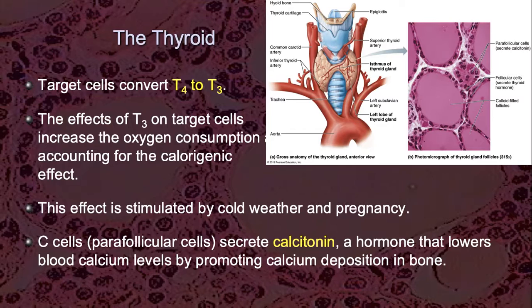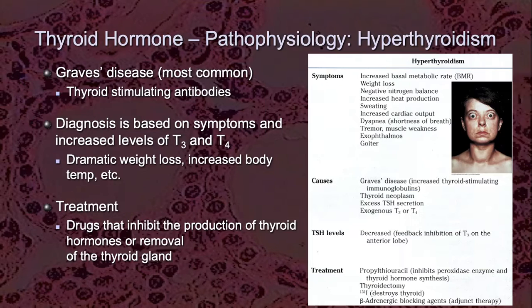Our C cells, which are the parafollicular cells in here, produce calcitonin. What does calcitonin sound like? Calcium. So calcitonin has something to do with calcium. It is going to lower blood calcium levels. So it's going to take calcium out of the blood and put it somewhere. Where does calcium want to go? Where is it stored? In the bones. So calcitonin will increase calcium deposition in the bones.